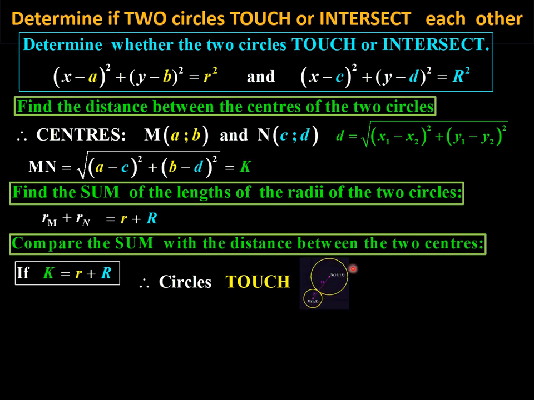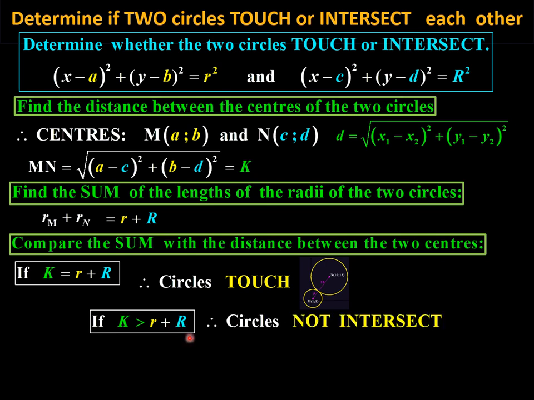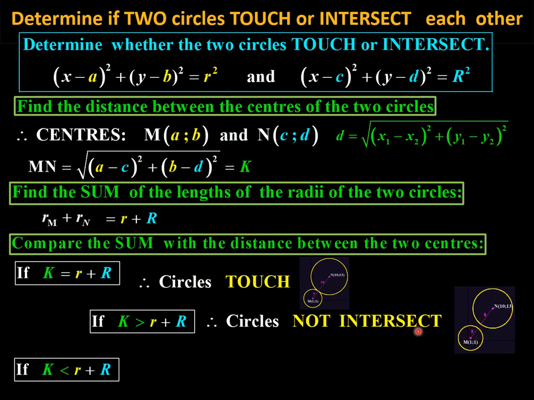In other words, the distance is exactly the same as the sum of the two radii, so they touch each other. However, if this distance between the centers is more than the sum of the two radii, then the circles don't intersect each other, right? Let's look at it. Can you see that the distance is more than the sum of the two radii? So those two circles don't intersect.